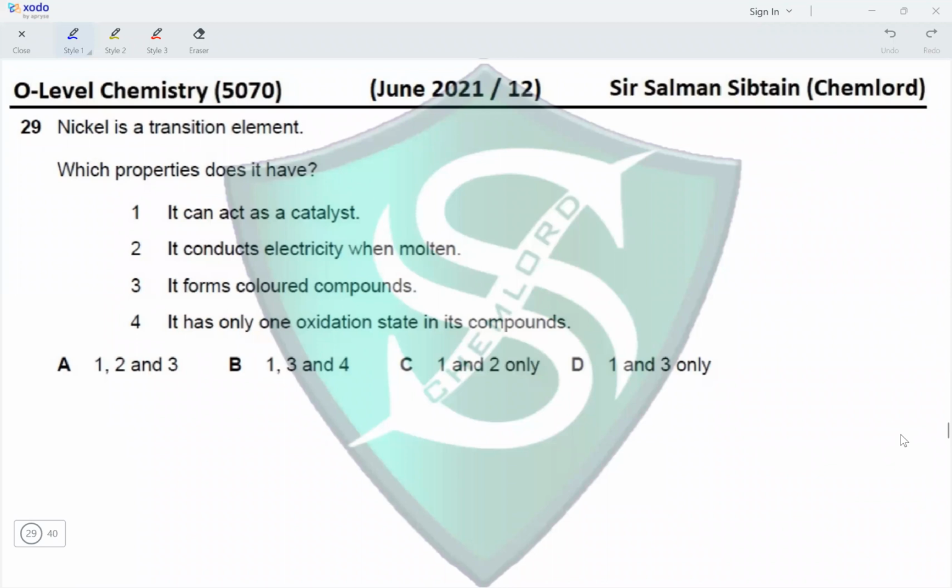Question 29. Nickel is a transition element. Which properties does it have? It can act as a catalyst. Yes, transition elements do act as catalysts. And then we have, it conducts electricity when molten. Yes, they are metals. They will conduct electricity in the solid and the molten state. So 1 and 2 are correct. 3, it forms colored compounds. That is a property of transition elements. 4, it has only one oxidation state in its compound. This is wrong. A transition element has variable oxidation states. So options 1, 2, and 3 are correct. Thus, option A is the correct option for this question.